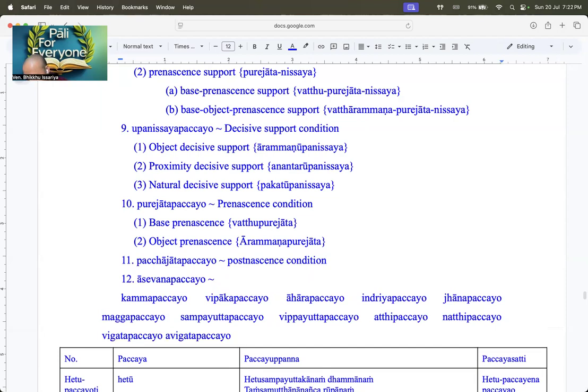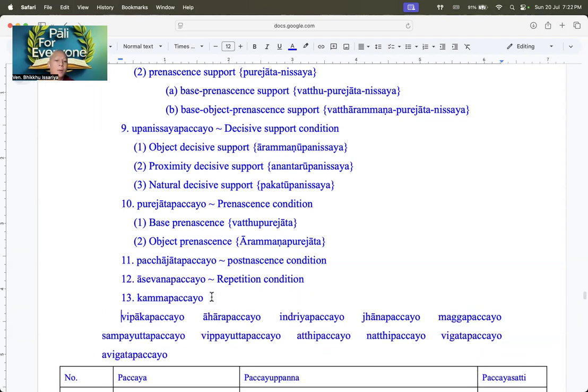And then next, Āsevana is repetition. So repetition condition. Okay. And then next, number 13, Kamma Paccaya. So that is just kamma condition. There is no English term for that one.